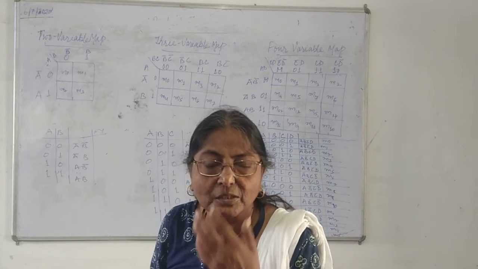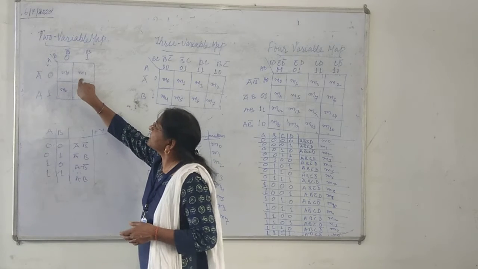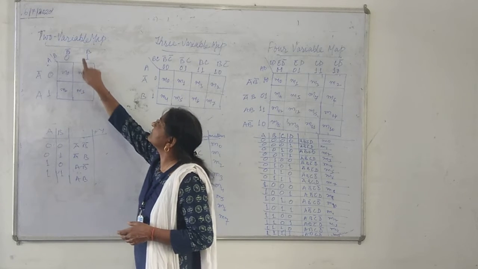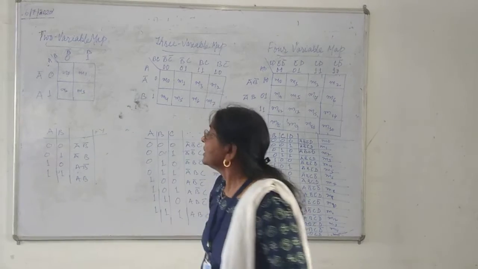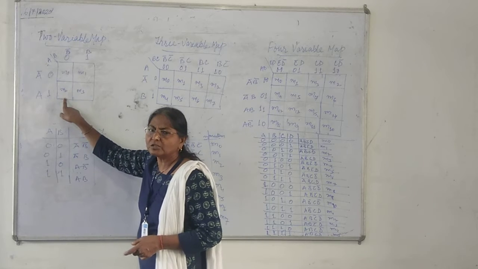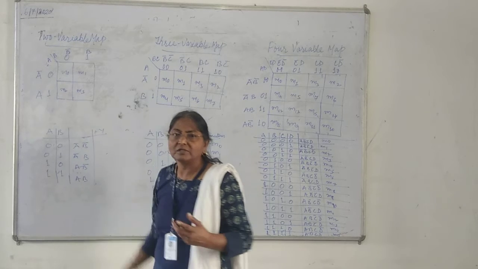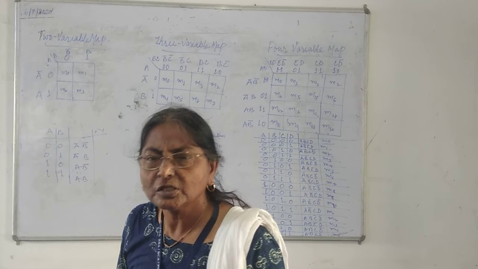In decimal number it is equal to 0. For this particular cell, the value of A is 0 and the value of B is 1. So the address of this particular square is 1. For this particular square, the value of A is 1 and the value of B is 0. So it is 1, 0, and 1, 0 in binary, the equivalent in decimal is 2.